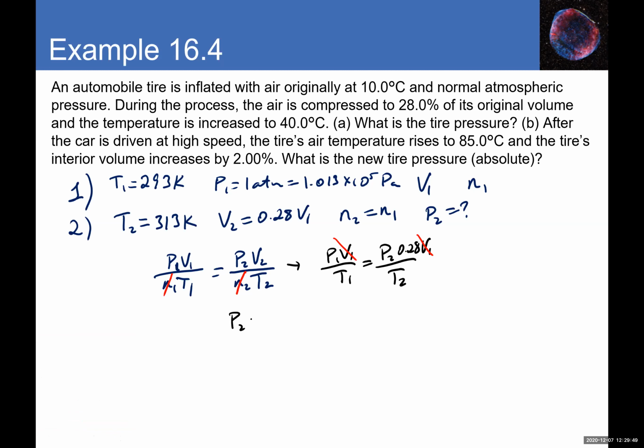So then P2 is equal to T2 over T1 times, there is a 0.28 factor, then P1. Okay, so T2 was 313 Kelvin, then 0.28, then 293 Kelvin.